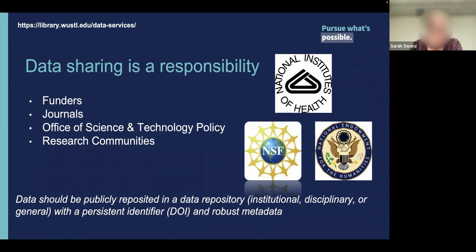So broadly speaking, data should be publicly deposited in a data repository, and it can be an institutional one like the WashU one, a disciplinary one like ICPSR, or a generalist repository like Figshare with a persistent identifier like a DOI and robust metadata.